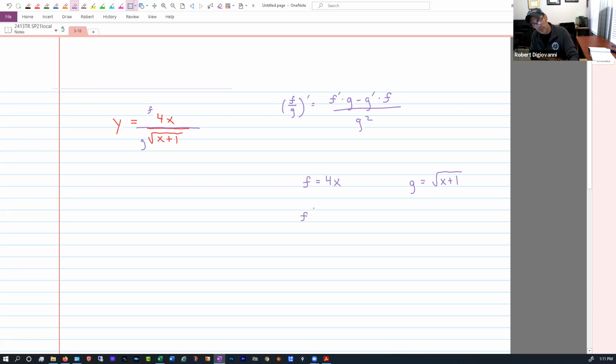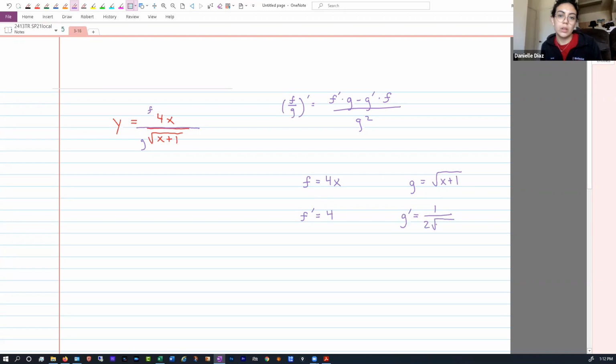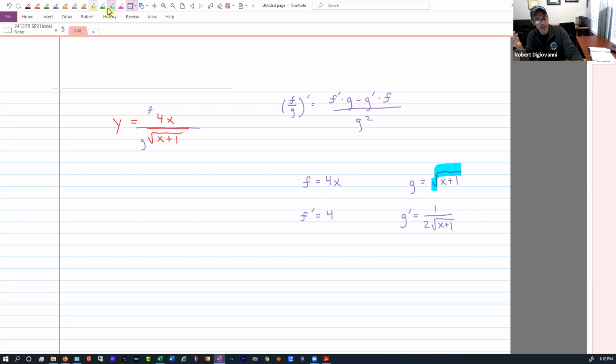So what is the derivative of F? 4. Okay, that's the easy one, right? Now the derivative of G. Think about how I started class today. If we take the derivative of the square root of something, it's going to be 1 over 2 square roots of that something, right? And then chain rule, because the outer function was the square root. Now you have to go in and take the derivative of the inside. What's the derivative of the inside? The inside would be just 1, right? Because derivative of x is 1, derivative of 1 is 0. Any questions on that from anyone?